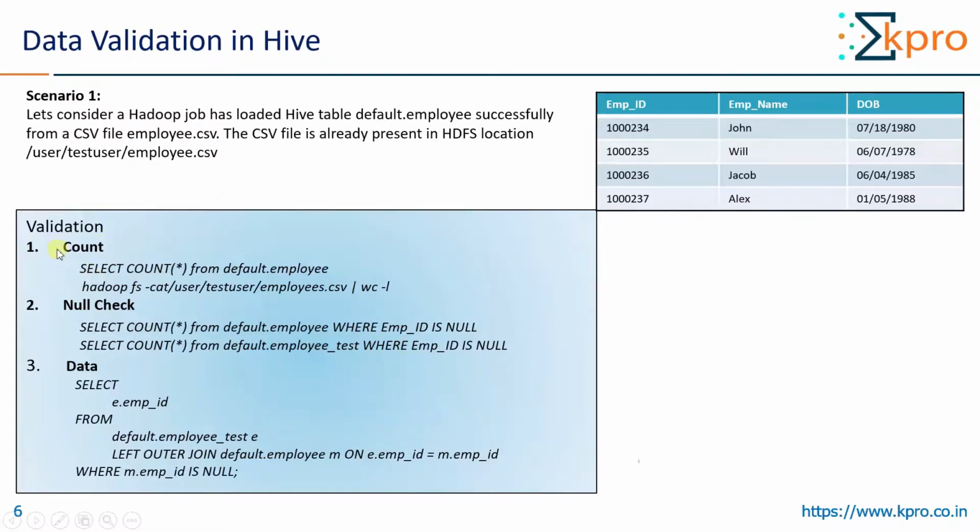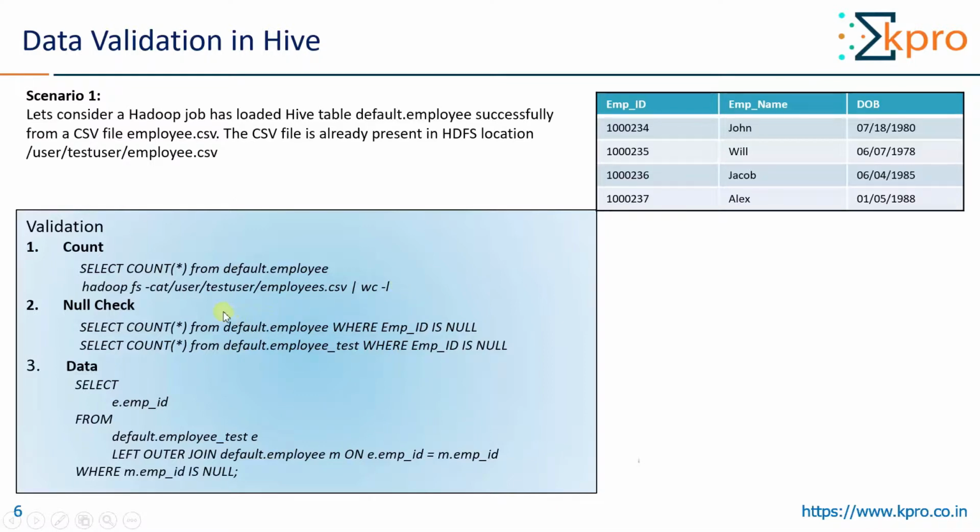We can do this kind of validation like count check, null check, and data validation. In order to get the count of records from the table, we can run select count star from default.employee query, and it will provide you the count of records. In order to get the count of records from the file, we need to run this kind of command. And when we run this command, the header will also be counted, so we have to take care of that.